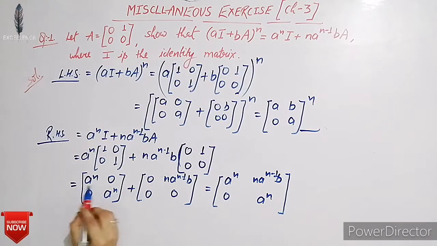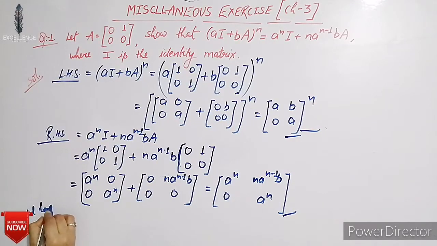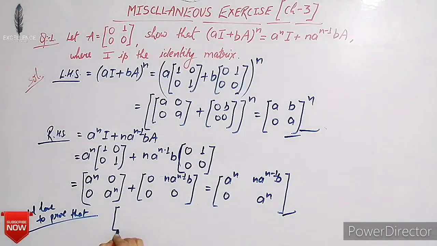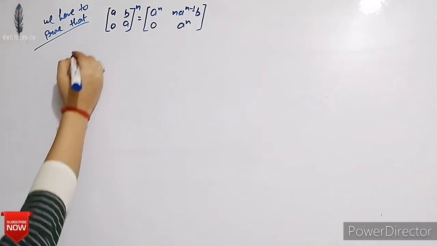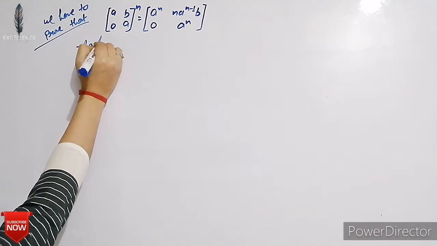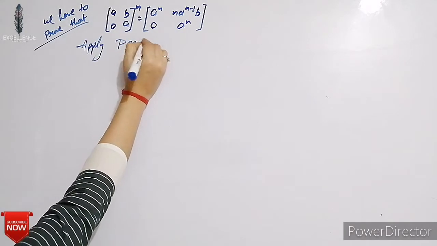Now we have to prove that LHS is equals to RHS. So we have to prove that [a 0; b a] whole power n is equals to the matrix [a^n 0; n a^(n-1) b a^n]. So here we use the principle of mathematical induction to prove this part.